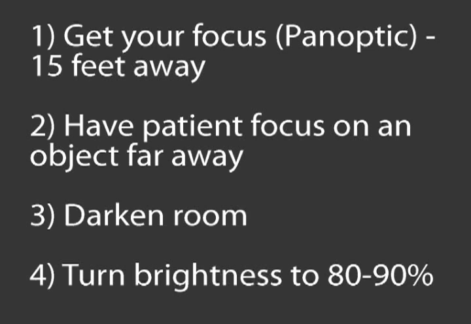With the panoptic, you'll want to look through the lens at an object approximately 15 feet away to ensure that you're in focus. Again, as mentioned earlier, if you have difficulty seeing far away or nearsighted, you'll want to turn the wheel towards the red. Next, have the patient focus on an object as far away as possible to help dilate the pupil. Third, you'll darken the room again to dilate the pupil. Next, you'll want to turn on your ophthalmoscope to a power level of approximately 80 to 90%. In doing so, you may be able to minimize the amount of pupil constriction when turning on the light.